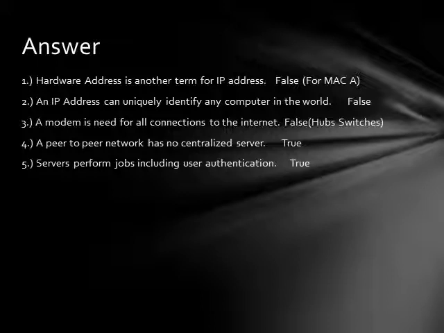Fourth, a peer-to-peer network has no centralized server. This is true. A peer-to-peer network is just as the name suggests: a client computer to a client computer. It has no central control; it's controlled amongst the peers. And then the fifth was, servers perform jobs including user authentication. This is also true. Authentication server is actually a specific name for a type of server, and the server in a network performs multiple functions for the client, including identification and authentication.